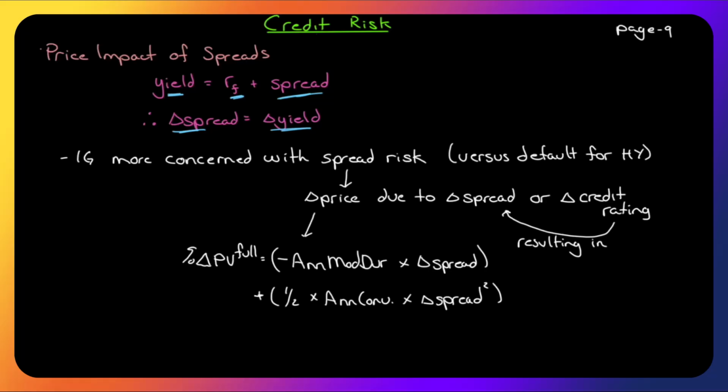Same thing. For investment grade bonds, we are more concerned with spread risk versus default risk for high yield. And spread risk is a change in price due to a change in spread or a change in credit rating. If you have a change in credit rating, you will get a change in spread. The percentage change of the full price of the bond is negative your duration statistic times your change in spread.